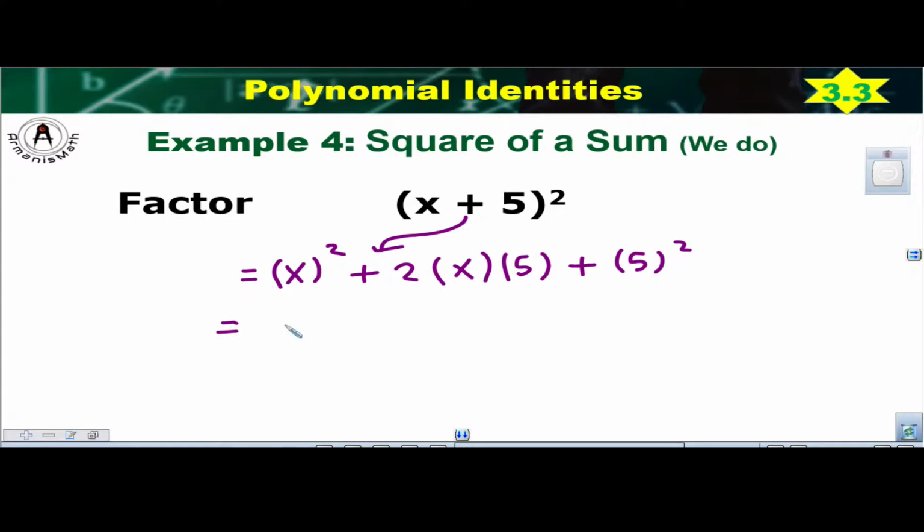So basically, how much is x squared here? Oh, I just gave you the answer. How much would this be here? How much is 2 times x times 5?